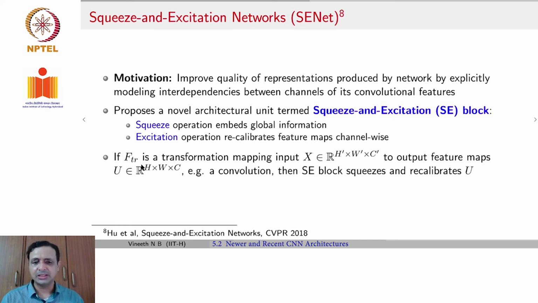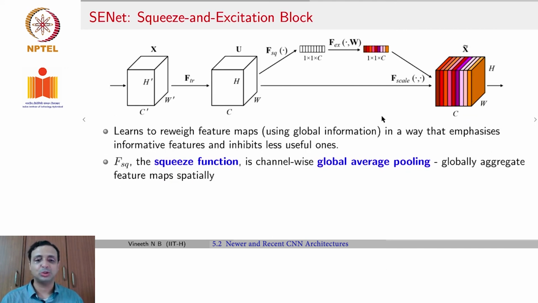To understand it, let's consider an input X which has H prime cross W prime cross C prime dimensions, and F_tr is a transformation that takes you from X to U, which has dimensions H cross W cross C. The SE block works on U, and the way it works is what is shown in this visual here. So you have an X block. It could be an input to a convolutional layer. F transform, denoted by F sub tr, is a convolutional layer that probably took X to U with the dimensions H cross W cross C. So the output U is where the squeeze and excitation block is squeezed in.